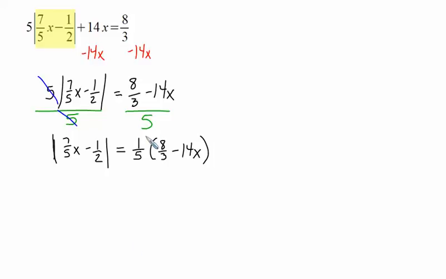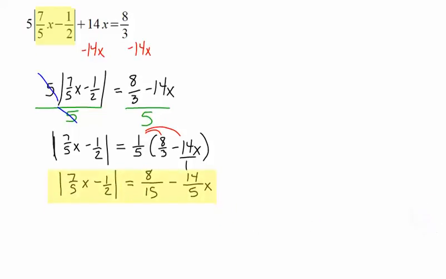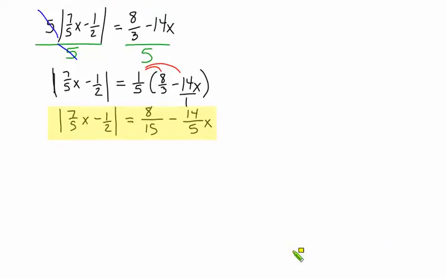Then we could go through and just get rid of those parentheses. So when we do that, we're going to have the absolute value of 7/5 x minus 1/2 is equal to, remember, multiply the numerators, that's 8, multiply the denominators, that's 15, minus, this is like 14 over 1, so it's going to be 14 all over 5x. I'm going to highlight this step. It's an important step. We have the absolute value by itself. On tests, on quizzes, I will request to see that step before you proceed.